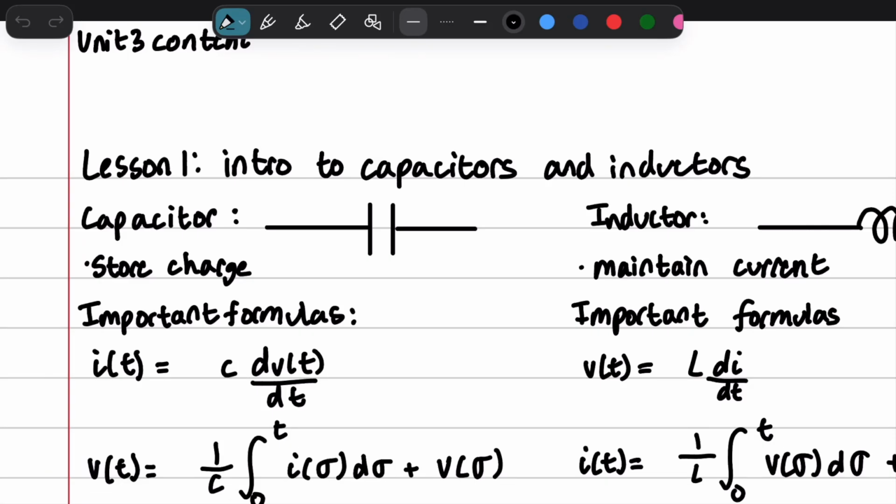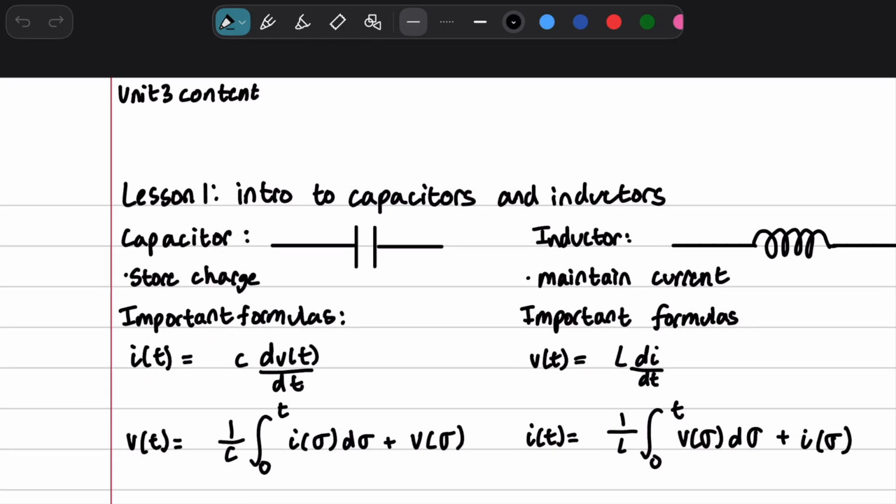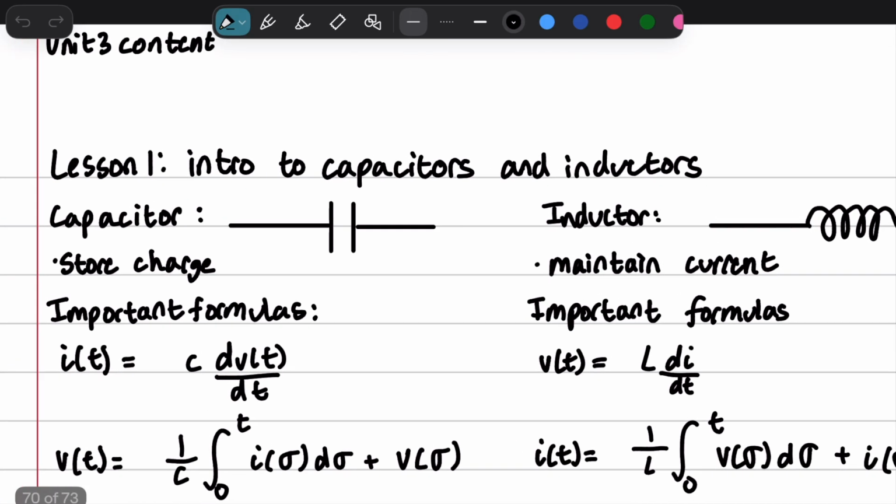Hey everyone, today we are starting a new unit. Today we are starting time-dependent circuits with capacitors and inductors. So there's going to be a bunch of differential equations in this unit.